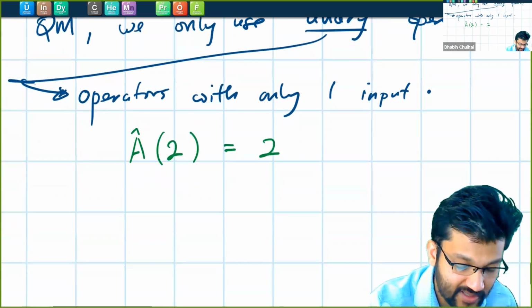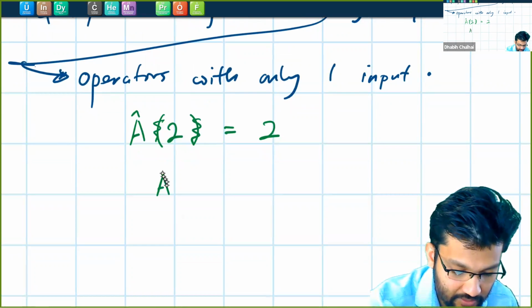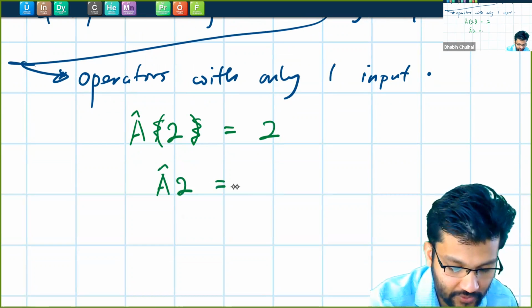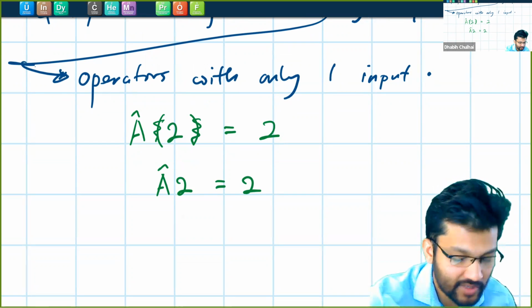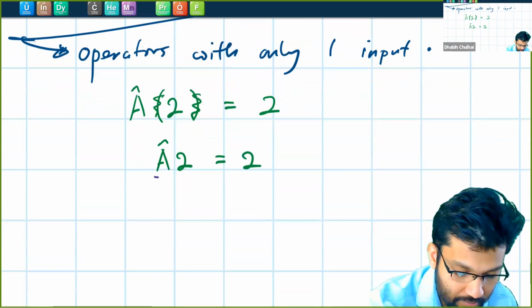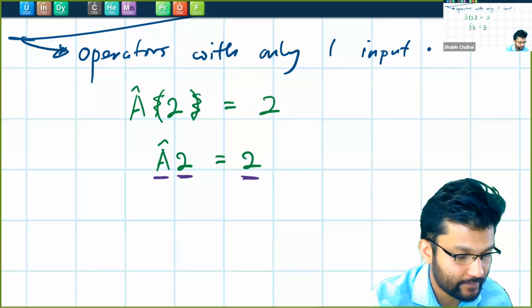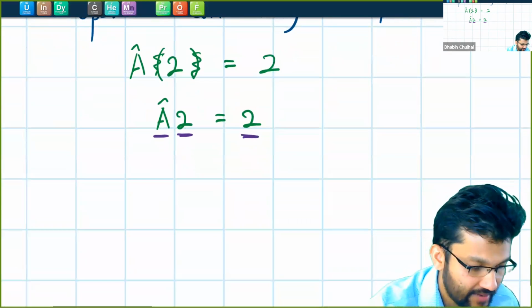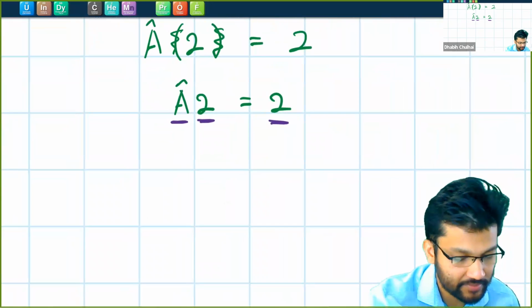But because there's only one input, we can do away with the parentheses like that, and we can just say the addition of 2 is 2, something like that. Does that make sense? I just want to show you how you write these things down. So here we'll have the operator, the input, and then the output. We're only ever going to use unary operators, so we don't need to put parentheses.